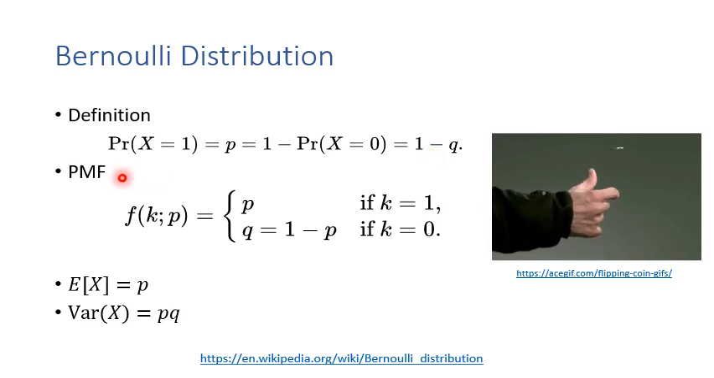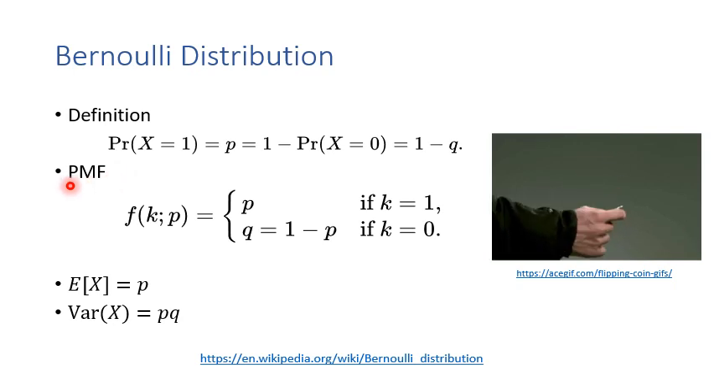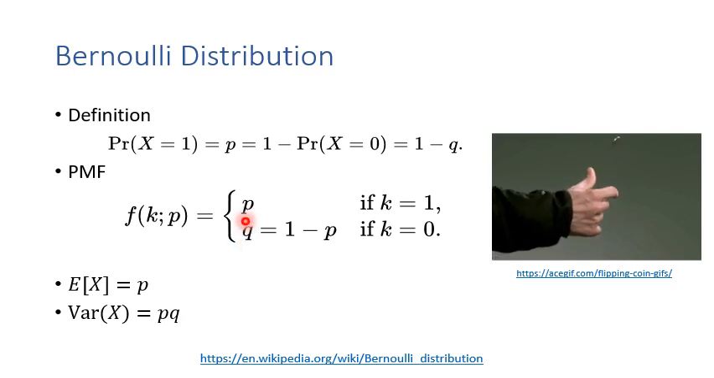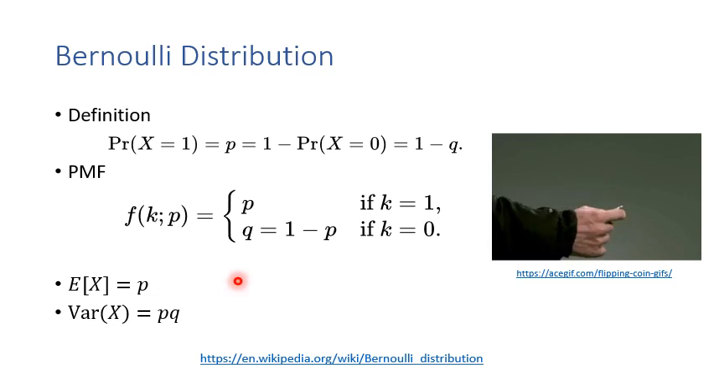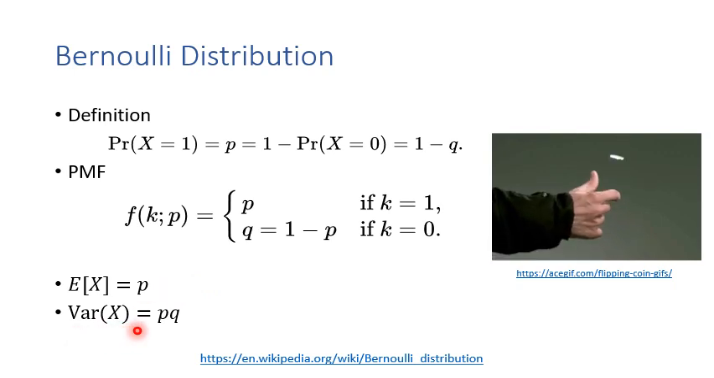Bernoulli is a discrete distribution, and the probability mass function, PMF, is here. If k equals 1, then the probability is p, otherwise the probability is q, and q equals 1 minus p. The expected value of the Bernoulli distribution is p, because it's p multiplied by 1 plus q multiplied by 0. So it's just p, and the variance of the distribution is p multiplied by q.